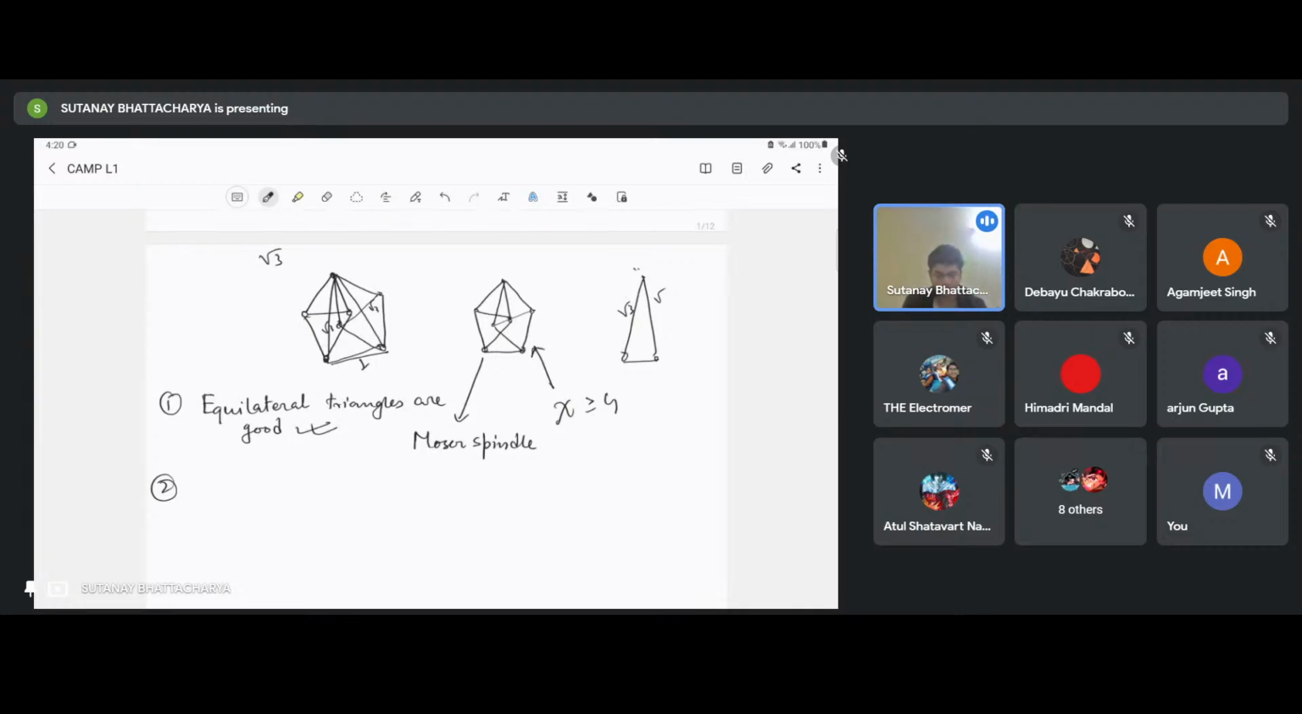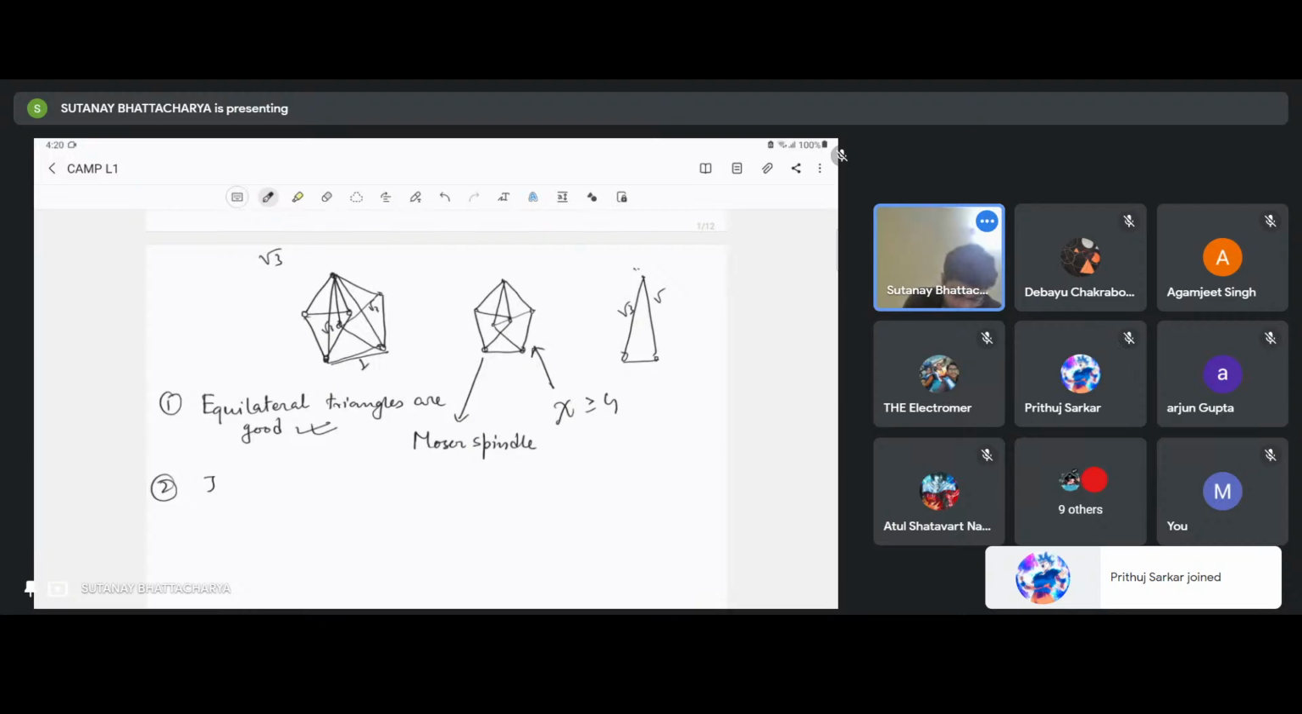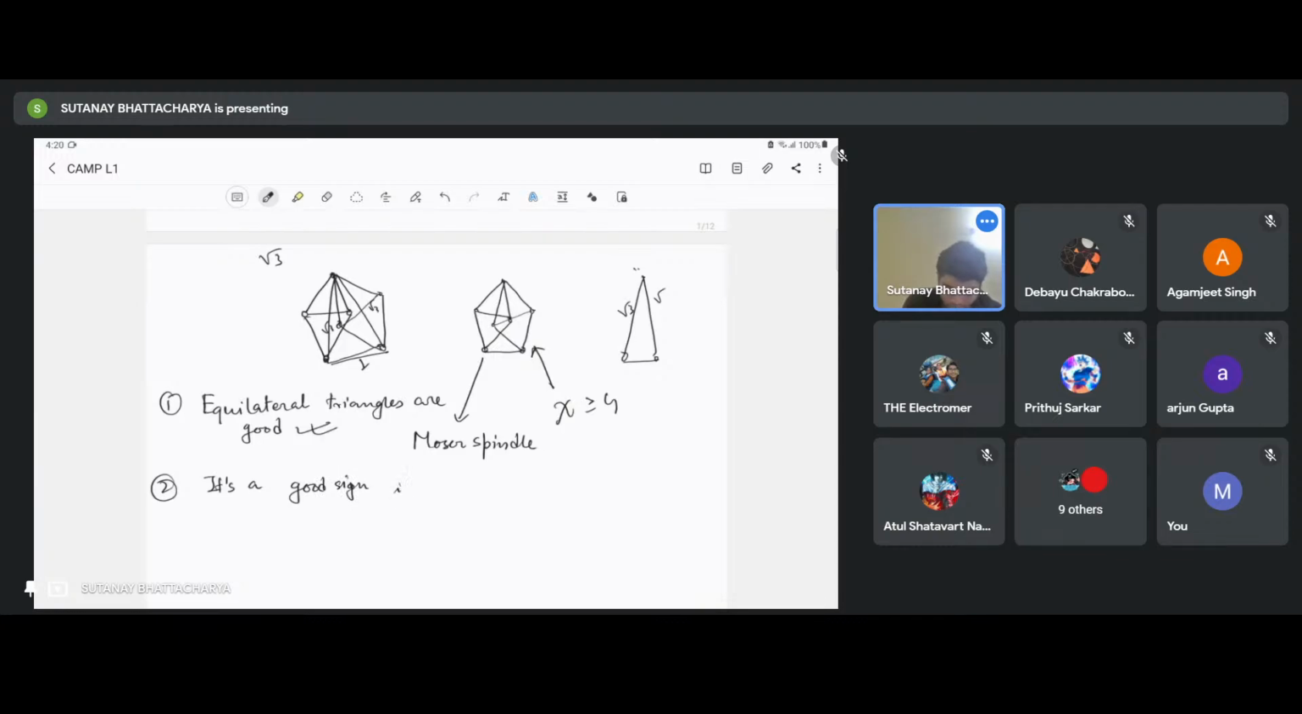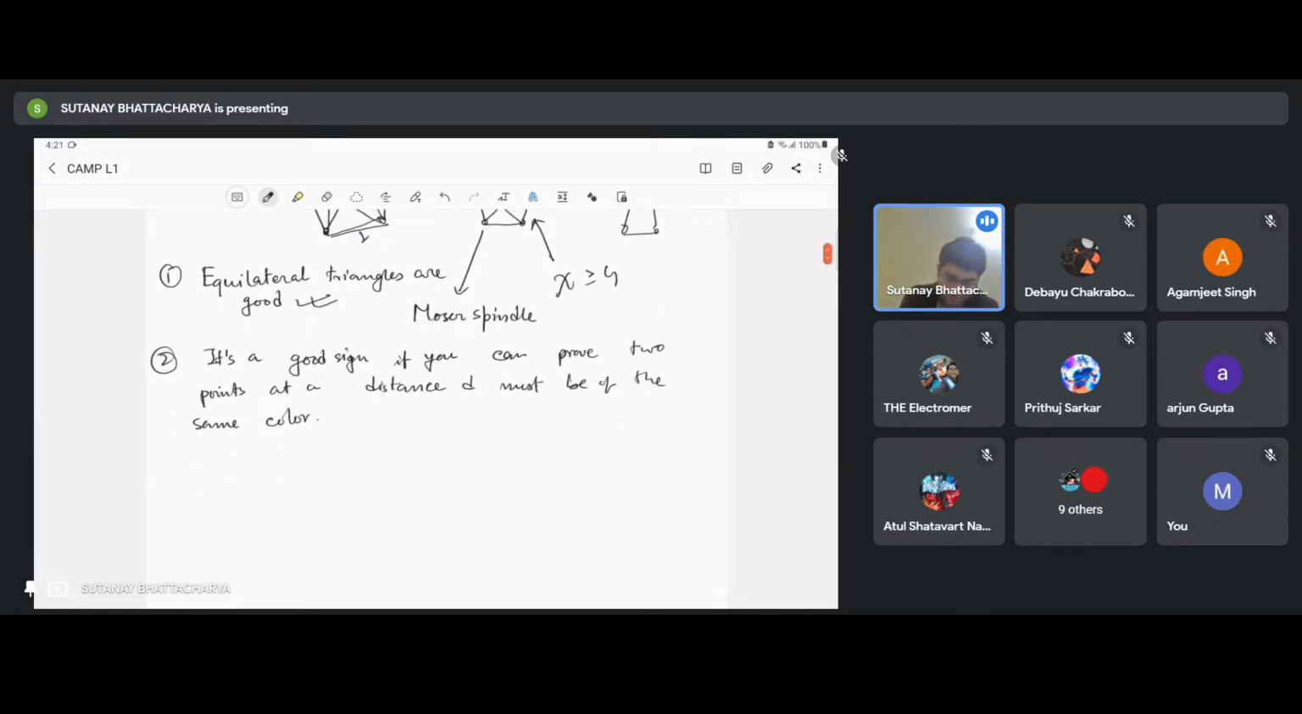The second thing that we learned from this is it's a good sign if you can prove two points at a distance d must be of the same color. At any stage in the proof, if we can prove a statement like that, that's a good sign, because we can construct more stuff out of that. And construct how exactly?